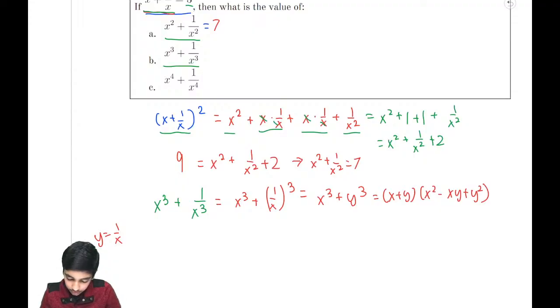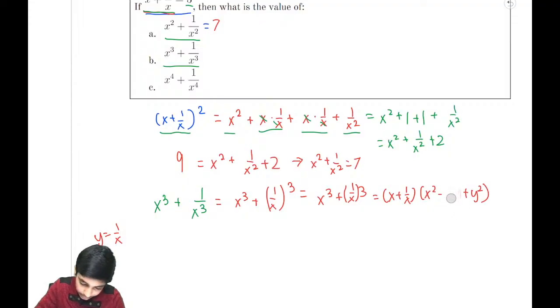Well, now we can see that these are expressions we want. So we know that x plus y. Let's substitute y as 1 over x again. The only reason I made the substitution of y is to make it clear that we're using the sum of cubes formula. So we can substitute y as 1 over x. So this middle term is just going to be minus x times 1 over x, which is just going to be equal to 1. So minus 1. Plus y squared would just be 1 over x squared. So plus 1 over x squared.